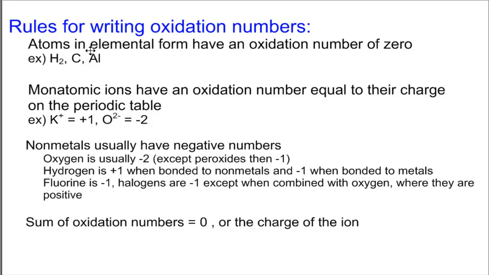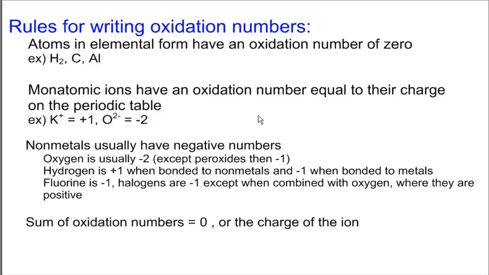So atoms that are in elemental form are going to have an oxidation number of 0. So if they're just a plain old element all by themselves, they're going to have a charge of 0. For example, hydrogen gas, H2, is 0. Carbon, 0. Aluminum, 0. Monatomic ions have an oxidation number equal to their charge on the periodic table.